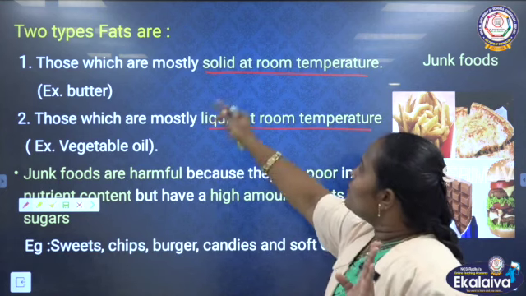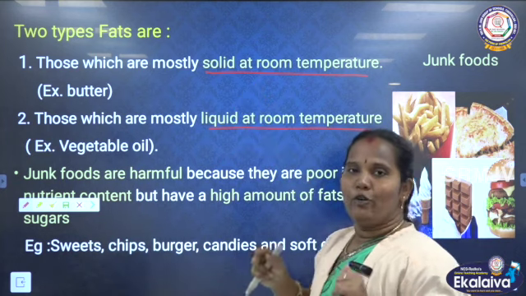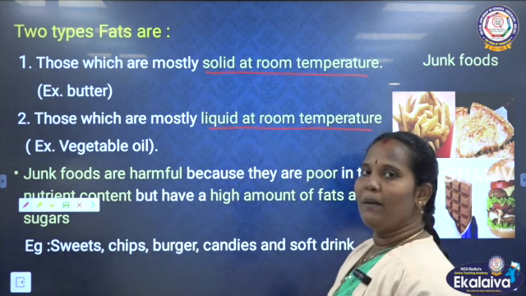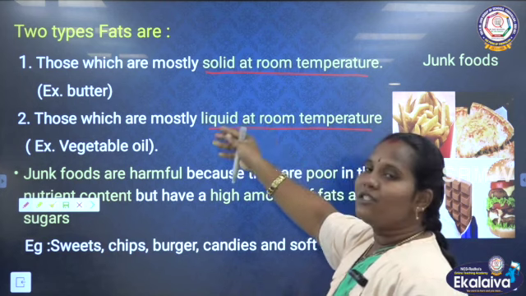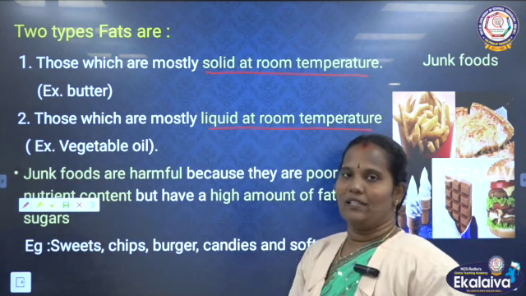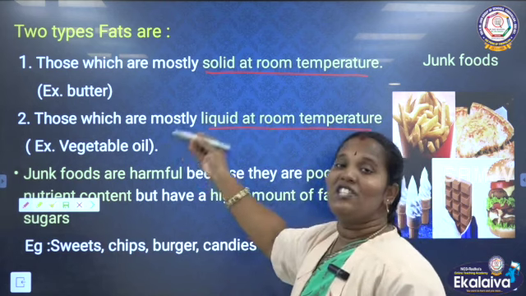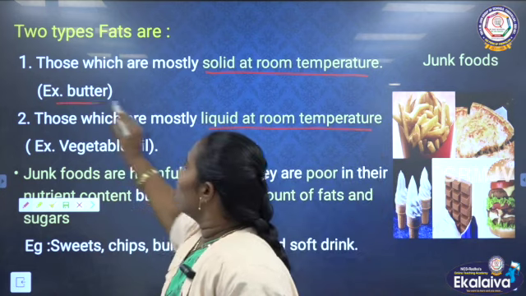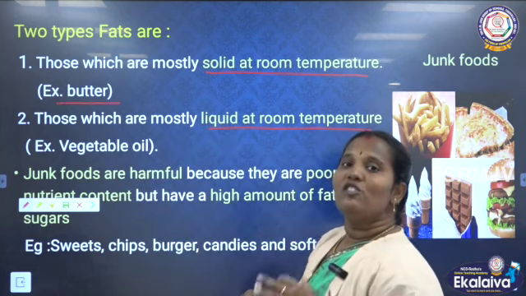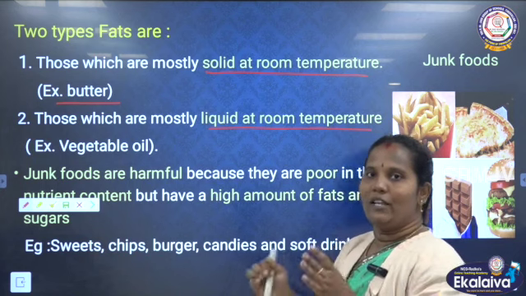See, those which are mostly solid at room temperature, those fats are the solid form of fats. For example, we can say butter, cheese and like that. These are all examples of solid fat at room temperature.